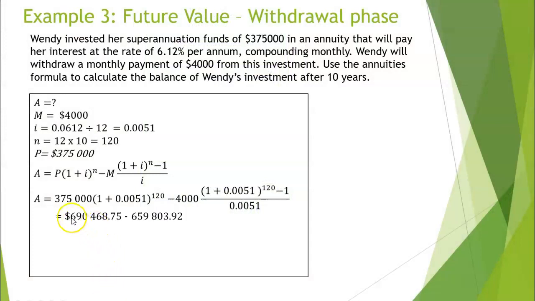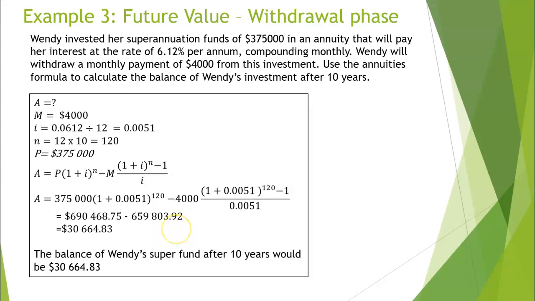So go back to the screen. So here we are. Here, 690,000. Take away 659, and I have $30,664.83. So the balance of Wendy's super fund after 10 years of withdrawing $4,000 will be $30,664.83.